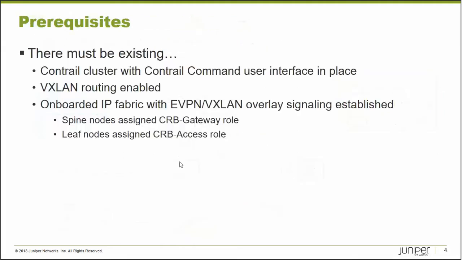Let's see, what are the prerequisites for this? Number one, there must be an existing Contrail cluster that has the Contrail Command user interface in place. I've got a learning byte on how to do this, or I'm going to have a learning byte on how to bring up a Contrail cluster. Then VXLAN routing must be enabled, and we'll verify that. And we need to have an onboarded IP fabric with EVPN VXLAN overlay signaling established. The spine nodes need to have at the very least the CRB gateway role, and the leaf nodes need to have the CRB access role assigned.